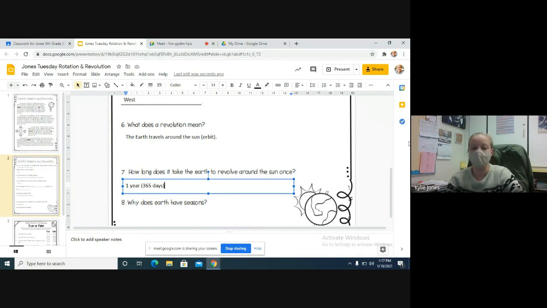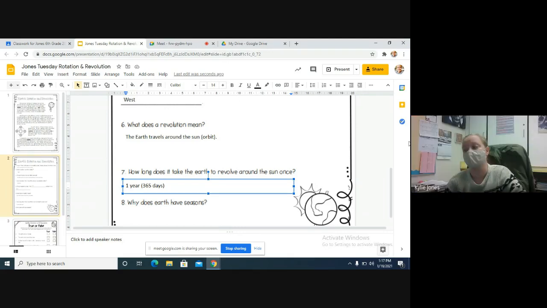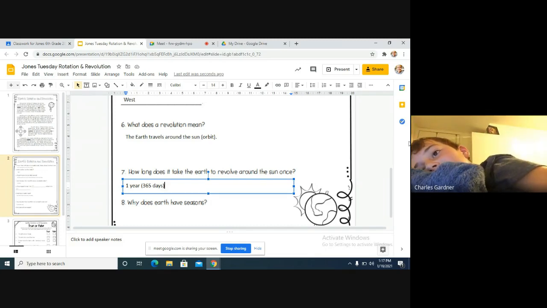Okay, yes, go for it. I don't think anyone can answer number 8. It says it in the passage. Why the Earth has seasons? Yeah. Oh, okay.